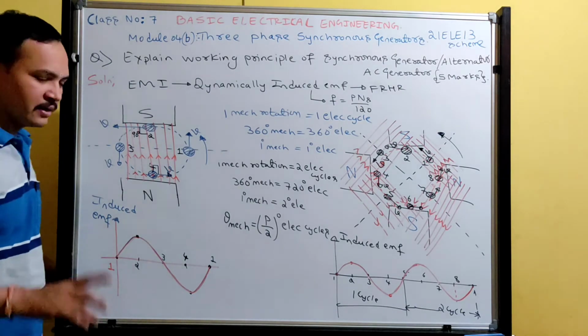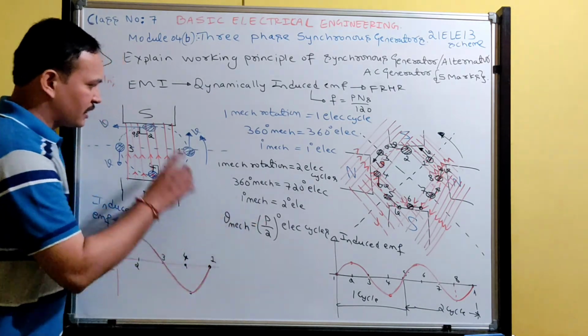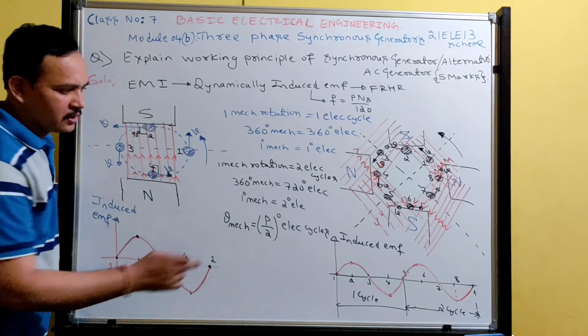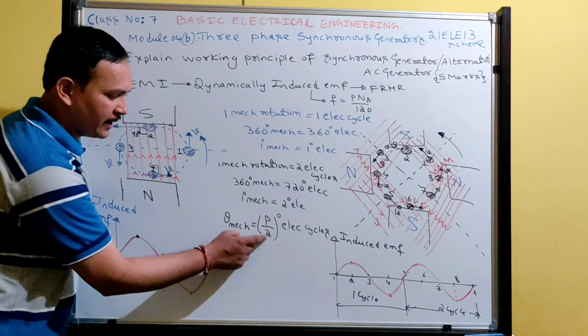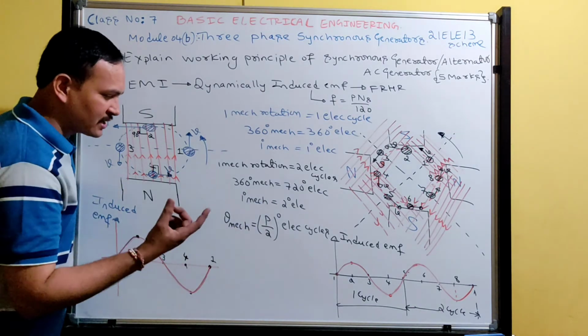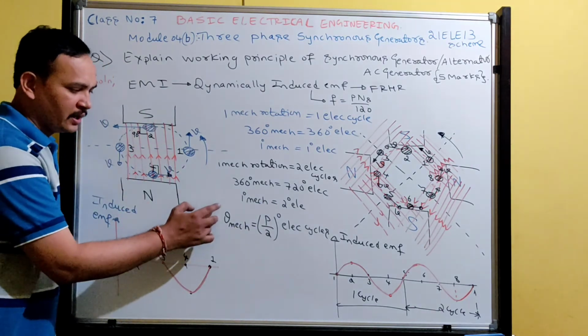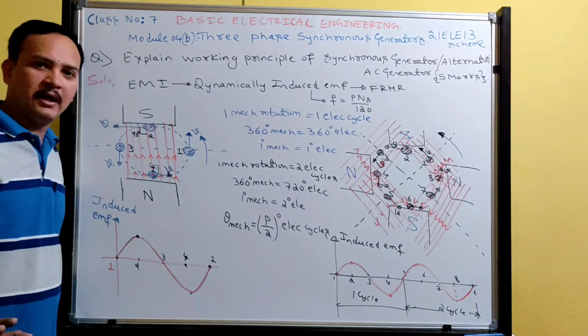See now, you take the poles. Number of poles is how much? 2 poles. Put P equal to 2 here. P indicates the number of poles. 2 by 2 is what? 1. Then what is the relationship in a 2-pole alternator? 1 degree mechanical is equal to 1 degree electrical only.